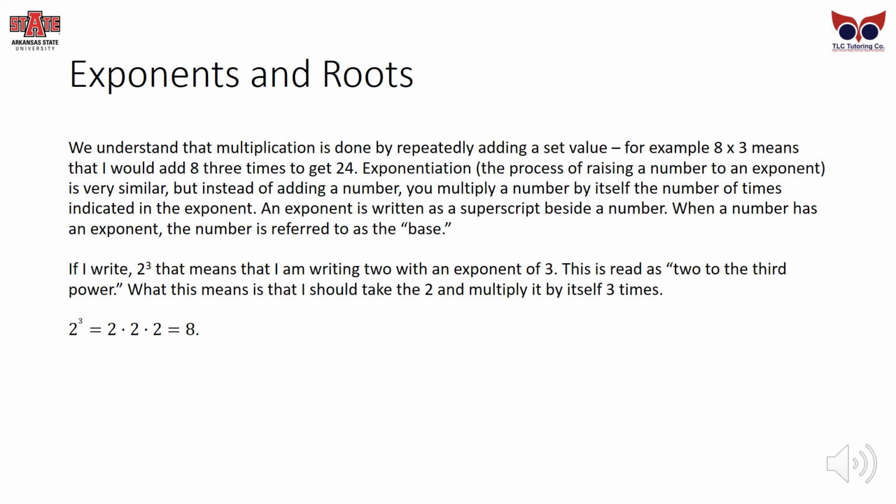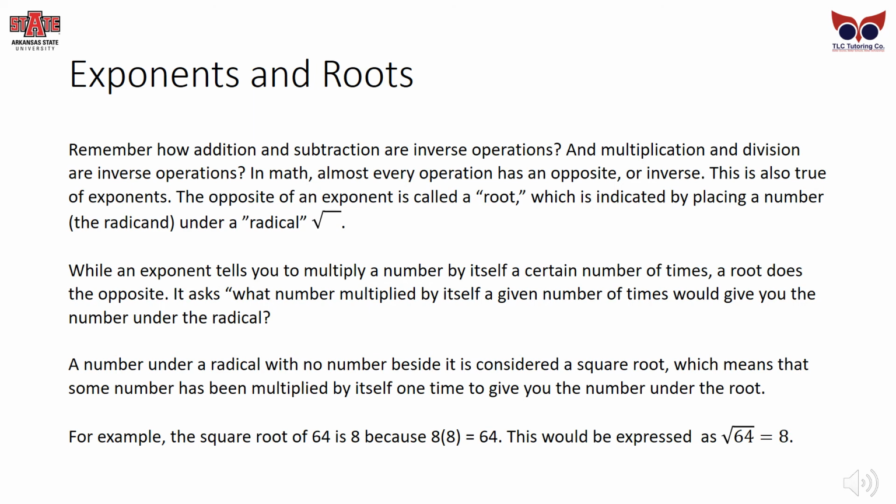If I write 2 with a superscript 3 beside it, that means that I am writing 2 with an exponent of 3. This is read as 2 to the third power. What it means is that I should take the 2 and multiply it by itself 3 times. Remember how addition and subtraction are inverse operations, and multiplication and division are inverse operations? In math, almost every operation has an opposite or inverse. This is also true of exponents.